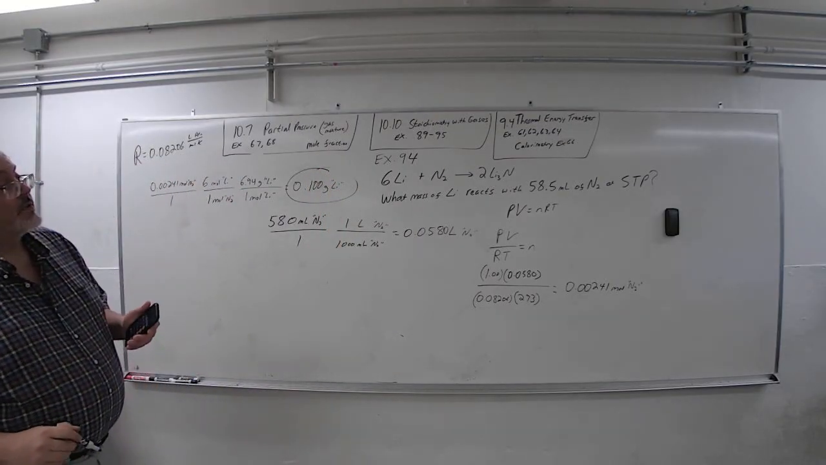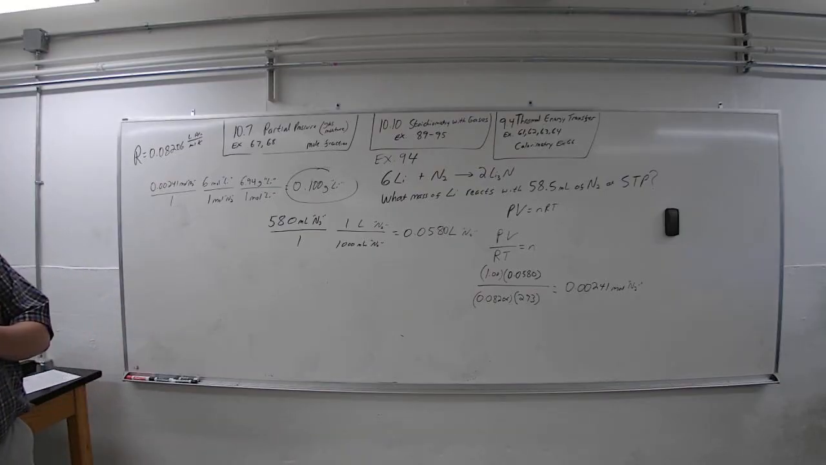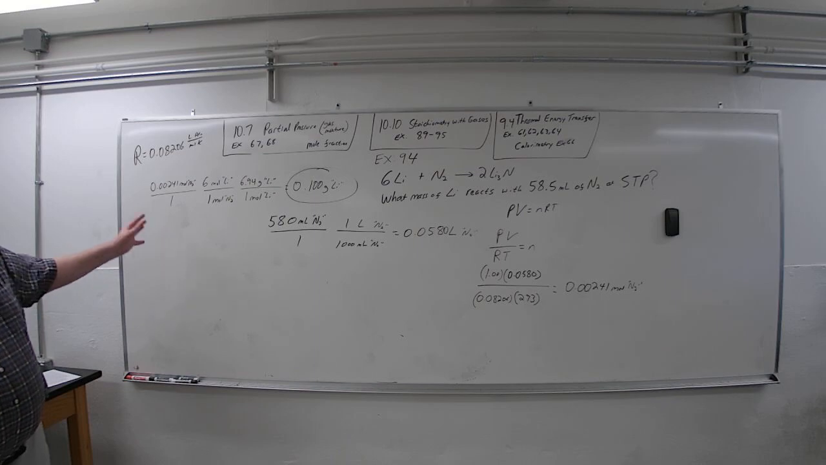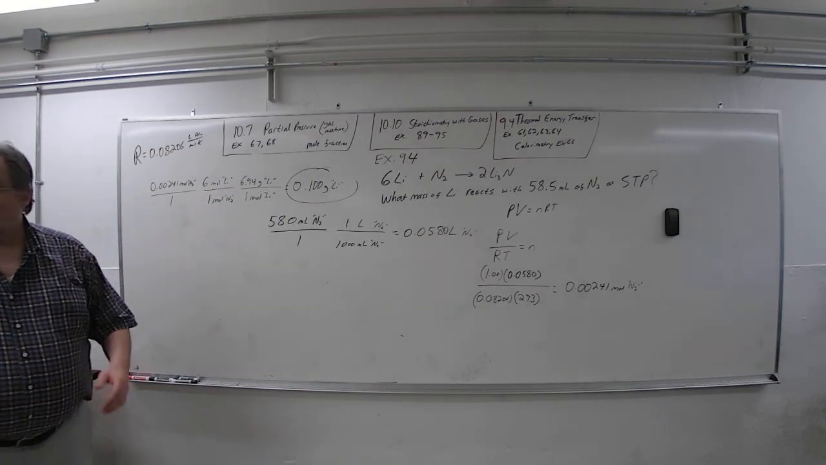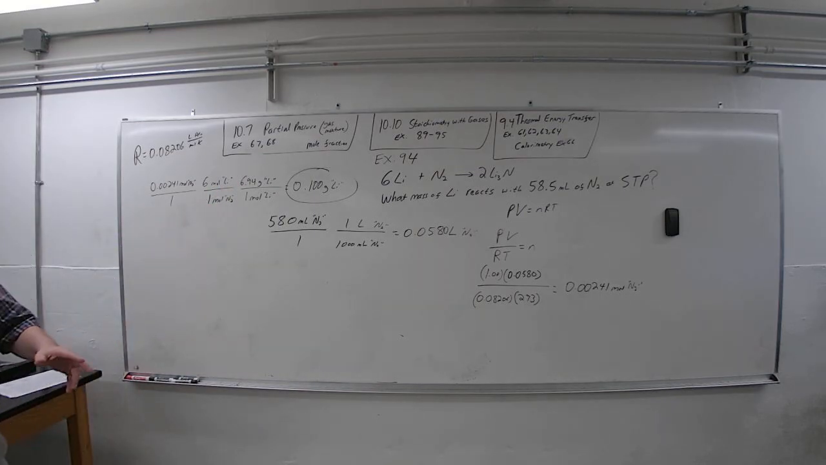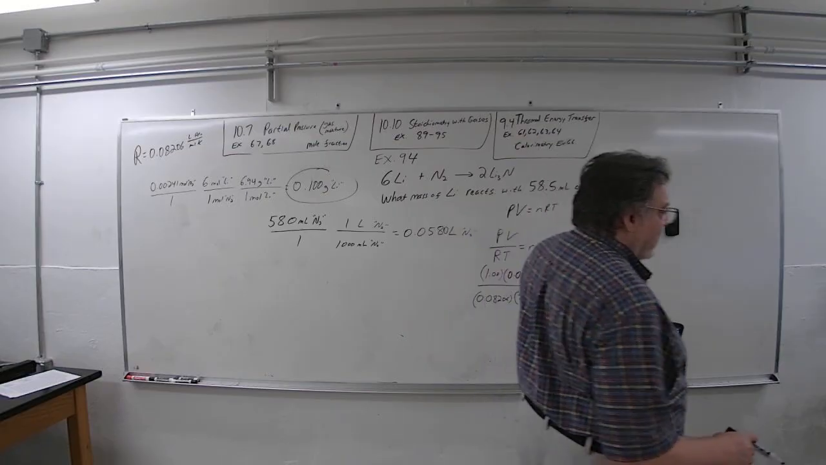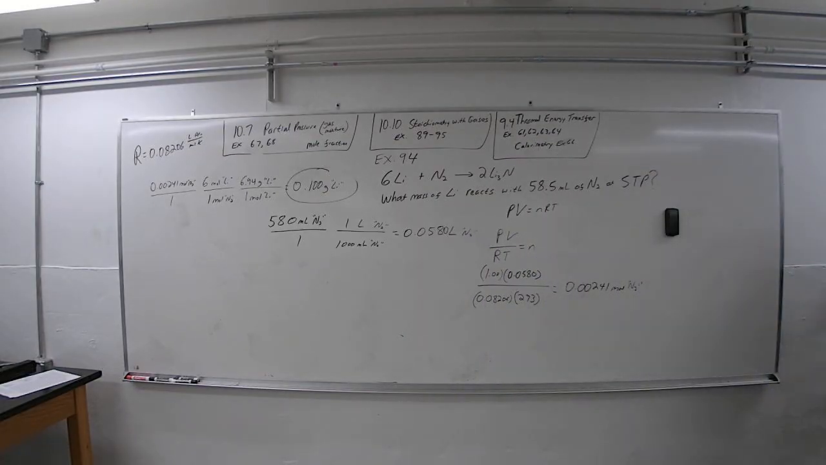So stoichiometry with gases. You're either using PV equals nRT and then using the mole ratio and the grams per mole, or you're doing it the other way around, depending on what you're asking for. Okay, thermal energy transfer.